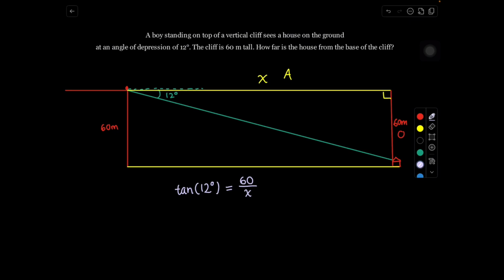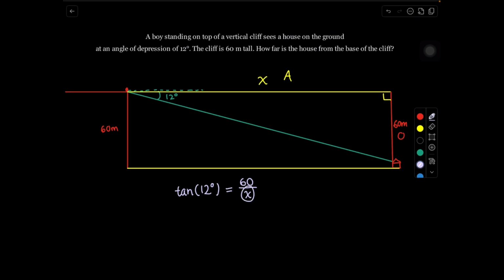So now we just need to rearrange this to get the x by itself. So we're dividing by x here, so what we can do is times the x across, and then now you have x times tan of 12, and we want to move it to the other side. So the opposite of timesing is dividing by the tan of 12 degrees. So divide that across. And you can see how we get x is equal to 60 divided by tan of 12 degrees. If you put that in the calculator, you will get the answer.